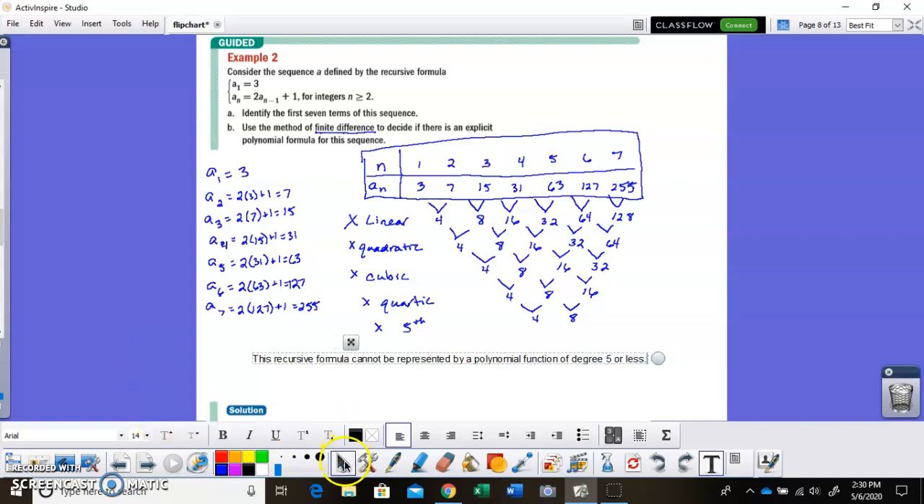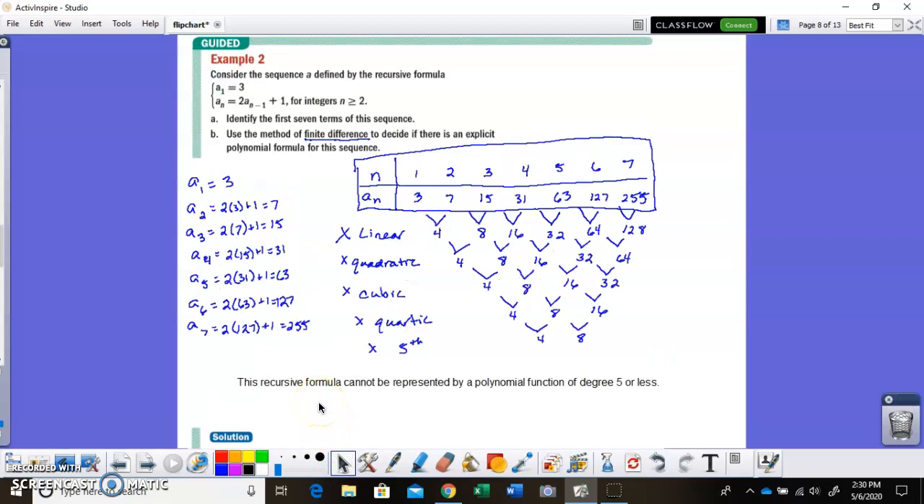That is a good statement for us to make. That is the most we can say. We can't say it's exponential. We can't say it's logarithmic. We can't say any of those things. But what we can say is that it's not a polynomial function of degree 5 or less.